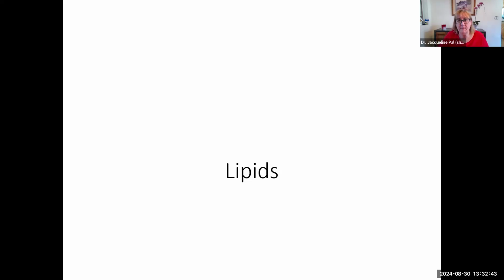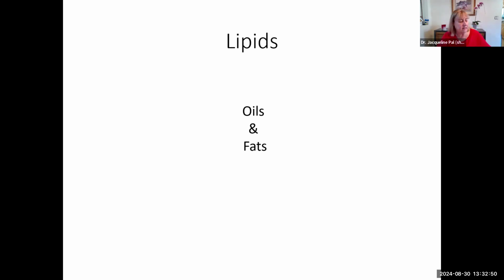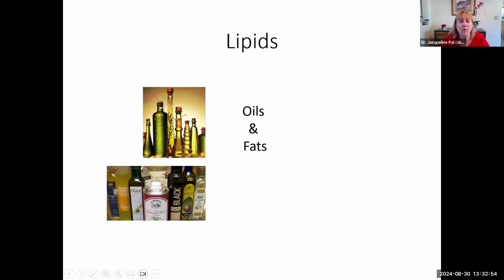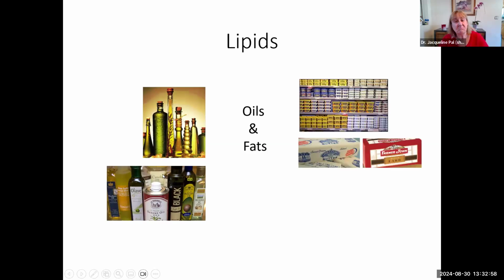Let's talk about lipids now. As I said previously, lipids are oils and fats. So, what's the difference between an oil and a fat? Well, at room temperature, oils are liquid and fats aren't.